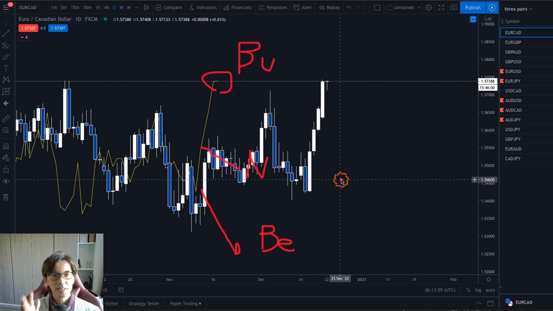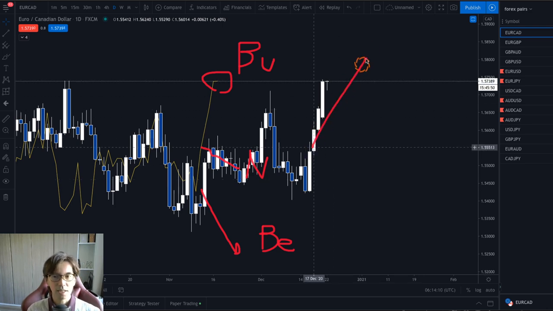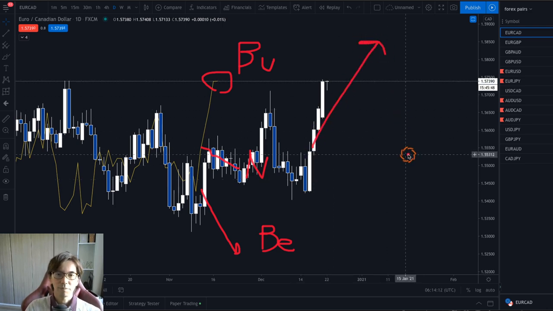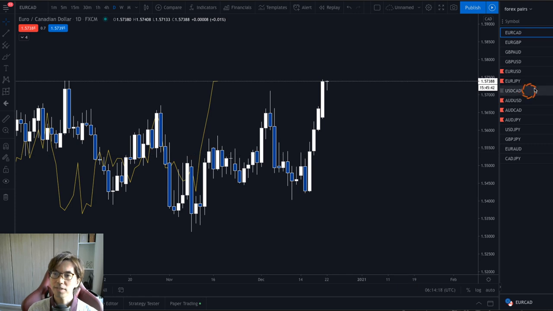In that sense, on this one, Euro CAD, you see the Chiko Span above the candles, so this is up and bullish momentum right now, so we can expect the market to continuously go up this way in the long term. So very simple, right? Let's check other pairs.